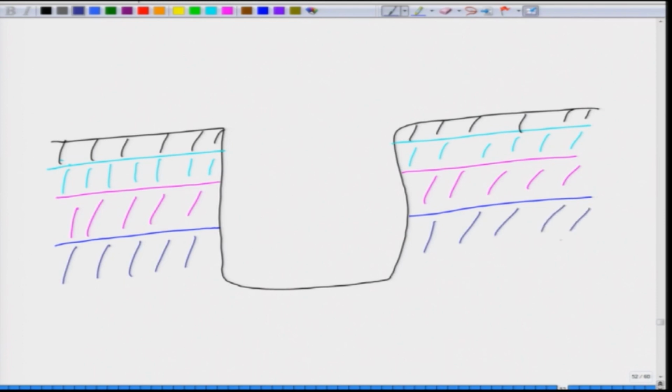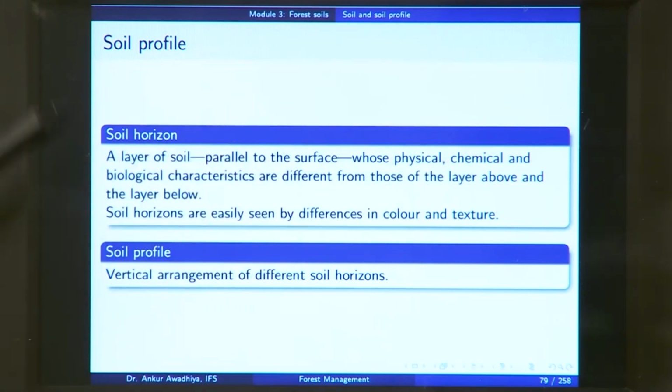So, what you will see is that we have these soil particles that are arranged in different layers, and each of these layers has a different color, it has different properties. So, the properties of this layer are very different from the properties of the layer above and the layer below. These layers are known as soil horizons. Each of these layers, a layer of soil that is parallel to the surface and whose physical, chemical and biological characteristics are different from those of the layer above and the layer below, is known as a soil horizon.